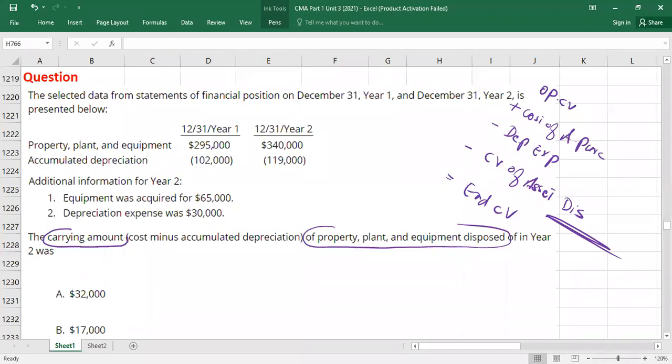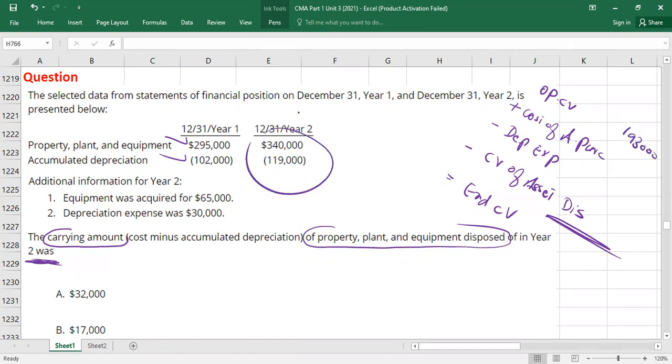Beginning carrying value, how will you calculate? You are sitting in year 2, right? It means the ending value of year 1 will be the beginning for year 2. So what is the carrying value? You will take cost of asset of last year minus accumulated depreciation. Can you tell me how much it is? 193,000. So this will be 193,000 beginning carrying value.